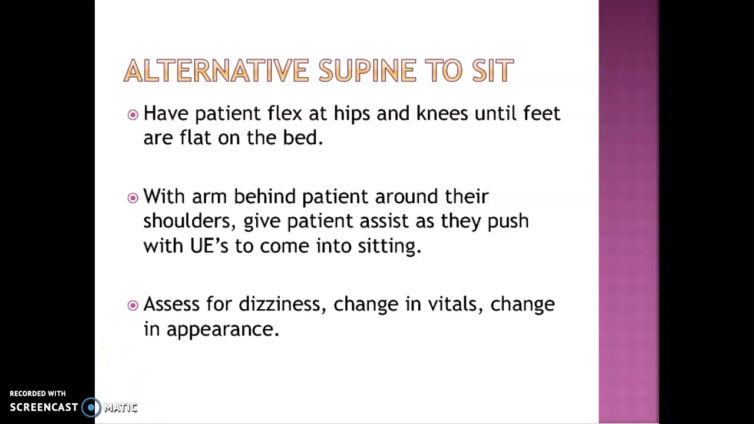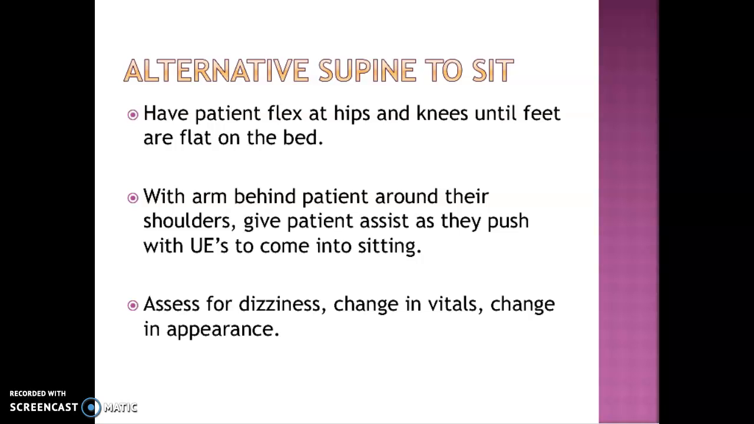So an alternative to the one motion where they end up dangling sitting on the side of the bed is this motion where we basically are helping them get into a long sitting position. So we will have one arm behind their shoulders and have them use their arms to help as they come into sitting, and then we can assess for dizziness.